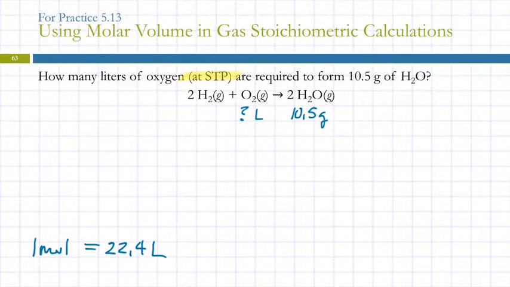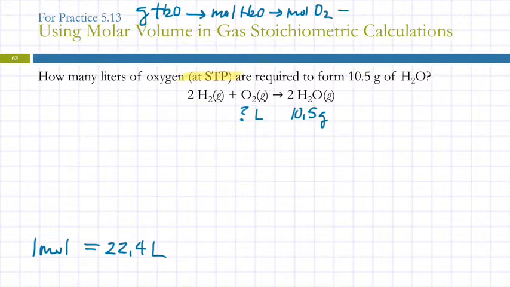So there's going to be moles to moles in the middle of this, moles of water to moles of oxygen. At the beginning, we've got grams of water, so that's kind of normal. And then at the end, we want liters of oxygen. And we can use this relationship because it says at STP. So this one's a lot simpler.